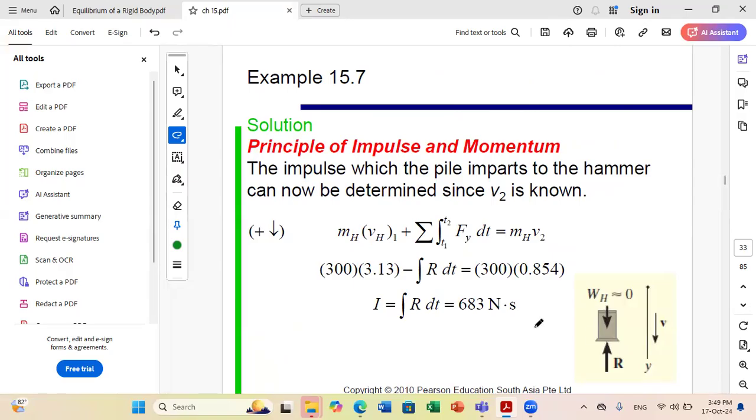Here, Doctor, since they didn't give us the time of collision, we cannot find F average. If they want to ask us for the average impulsive force between the hammer and the pile, they should give us the time of collision. For example, if they tell you the collision takes place during 0.1 second, then you can say that F average between the two is the impulse that we calculated over the time delta t. But here they didn't give us any information about the time. So we are just able to calculate the impulse and not the average force. Okay? Any question on this?